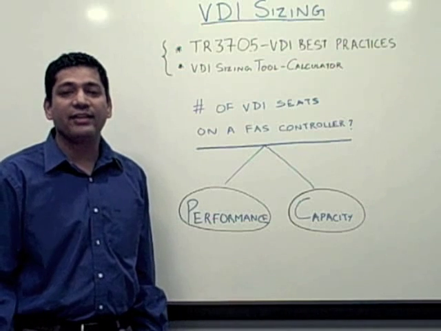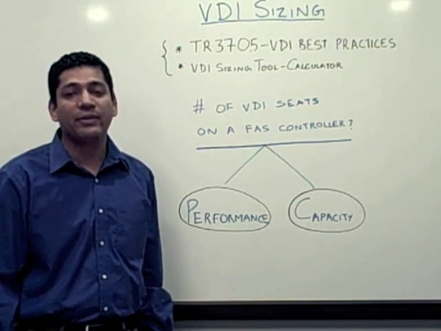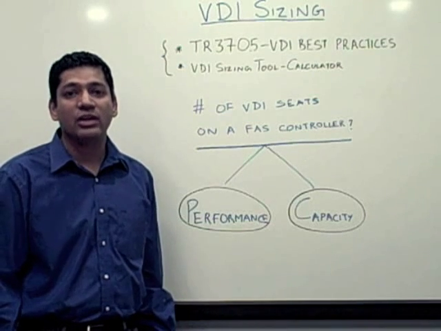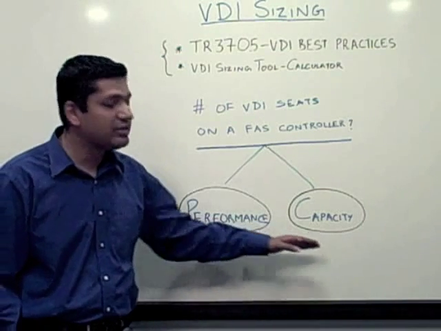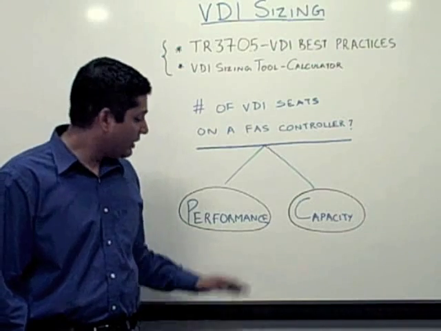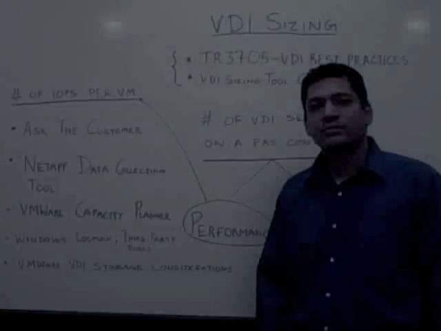The first question I get asked in sizing VDI is, how many seats can I put on a particular FAS controller? And my answer is, it depends. Because to do the VDI sizing, you need to have an understanding of the performance and the capacity requirements. And for every customer environment, the performance and the capacity requirements are going to vary.